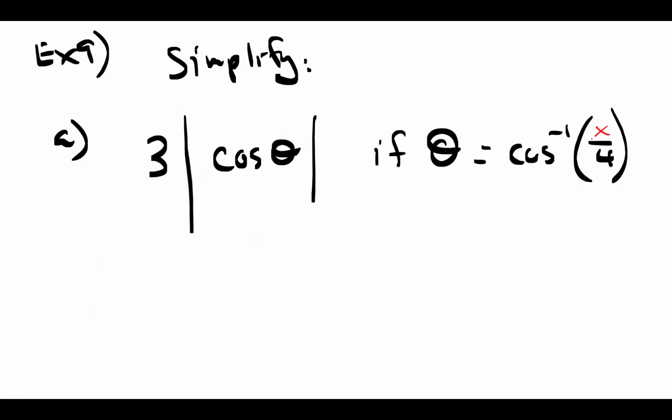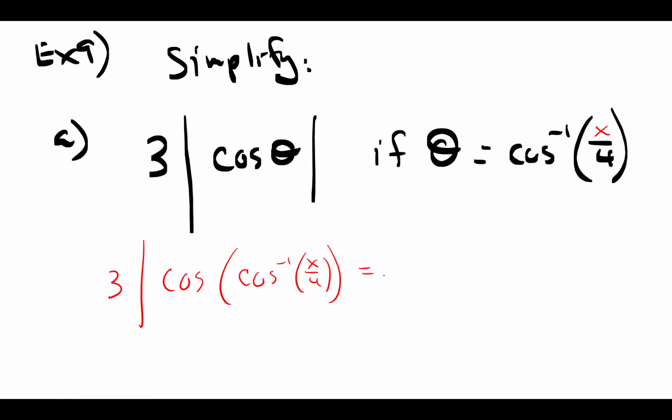Wait, absolute value? Absolute value. So it's 3 absolute value cosine of theta. But then theta is cosine inverse of x over 4. That is weird. So let's do it together. We can replace that in there first. So we're going to go 3 cosine of cosine inverse of x over 4.